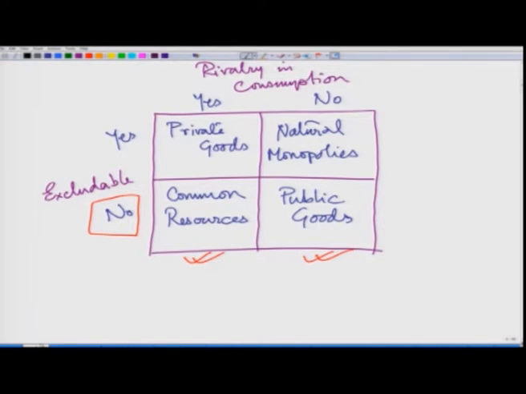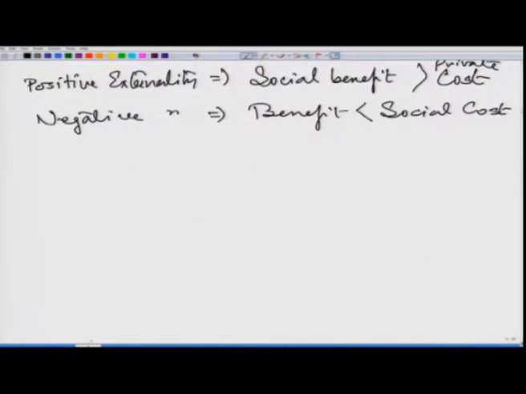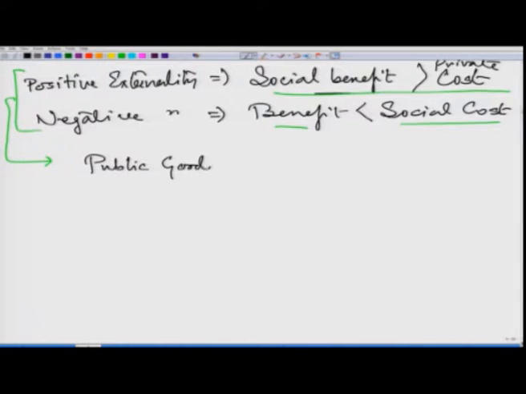A social cost can be if I have a negative impact on the society, smoking and anything, apart from those who are basically producing or consuming. Their own benefit and their own cost is the private benefit and private cost. So when my social benefit is more than my private cost, or eventually social cost, if you can take care of the external cost as well, then there is a positive externality. And when the benefit is less than the social cost, then there is a negative externality. Both of these can occur out of public goods as well as common resources. We will learn how.